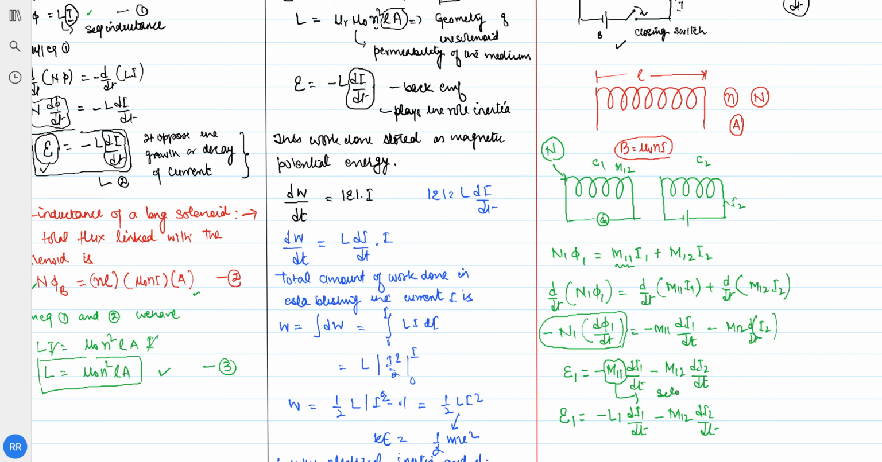So this is a very interesting aspect where M11 is called self-inductance. This part is called self-inductance, and it is written as L1. So this is all about self-induction, and then you can solve some problems to understand it in a better way. Thank you very much.